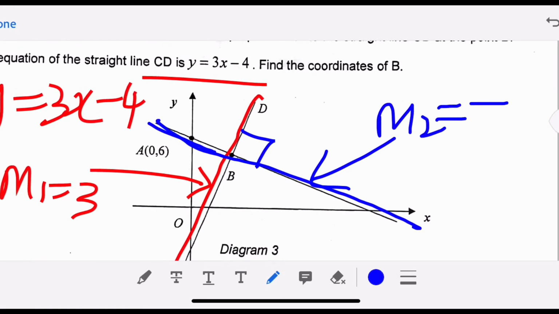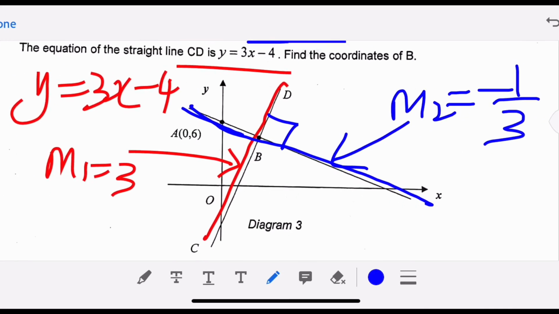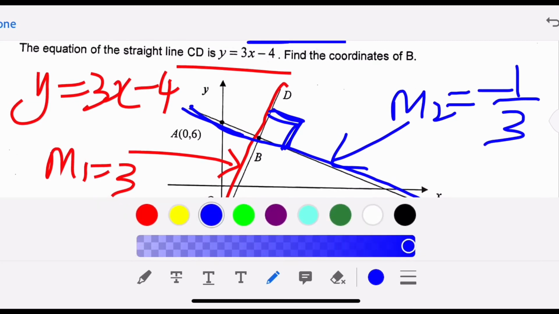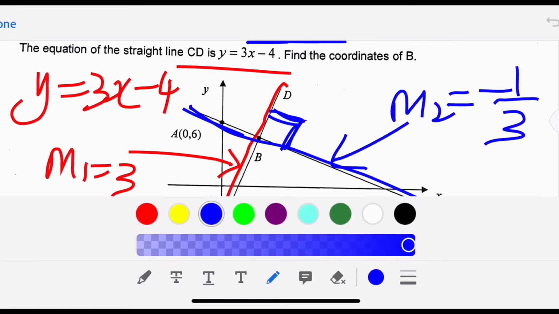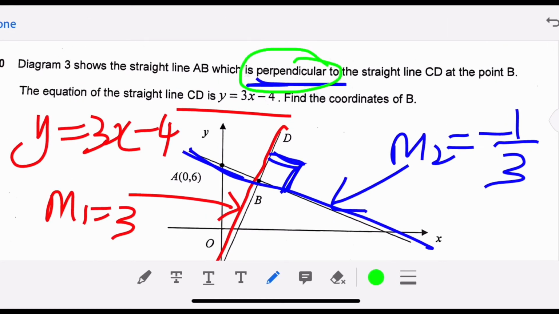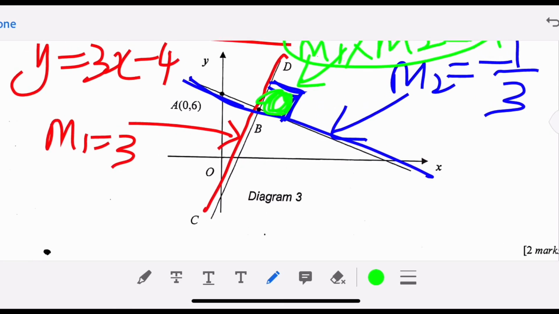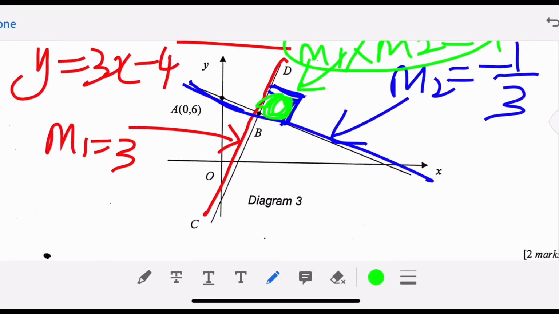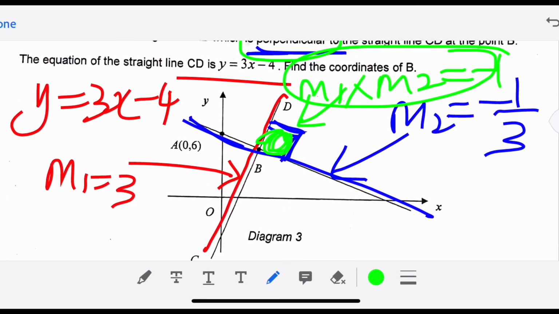So m2 is negative 1 over 3 because of perpendicular. The concept of perpendicular: m1 times m2 equals negative 1. Because you want to form the equation, you must find a point, and they already gave you the C. The C is 6, so you have no problem writing the equation. But make sure you know perpendicular. You must use the concept of m1 times m2 equals negative 1, then only you can solve your gradient and write the equation for the blue line.